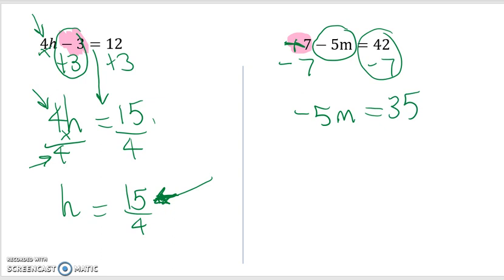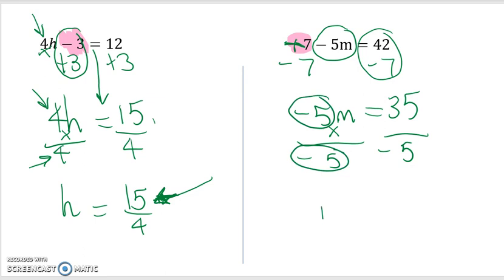The next operation I'll reverse is timesing by minus 5. The opposite of multiplying by minus 5 is to divide by minus 5. Once again, any number divided by itself is 1, so I'm left with m or 1m, and 35 divided by minus 5 is minus 7.